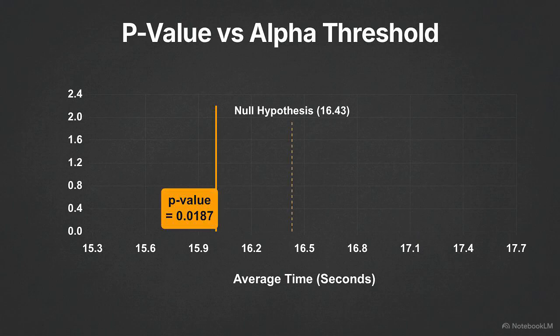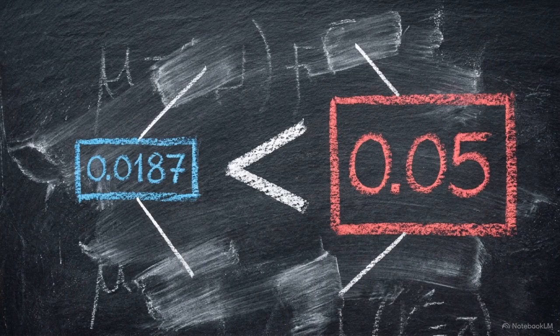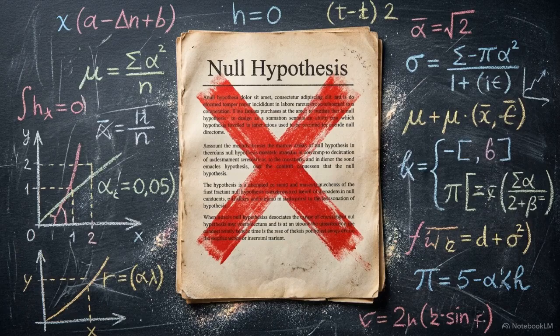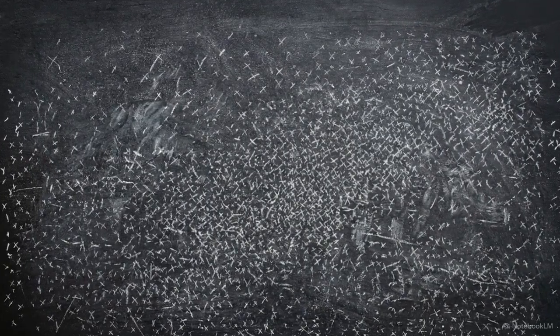This means if the goggles did absolutely nothing, there's only a 1.87% probability of averaging 16 seconds or less. We check this against our predetermined alpha level, using the standard 5% threshold. The sample p-value is physically smaller than the alpha risk tolerance. The data is too rare to be dismissed as random chance. Following the mechanism, we reject the null hypothesis. That model relies on having perfect baseline data.